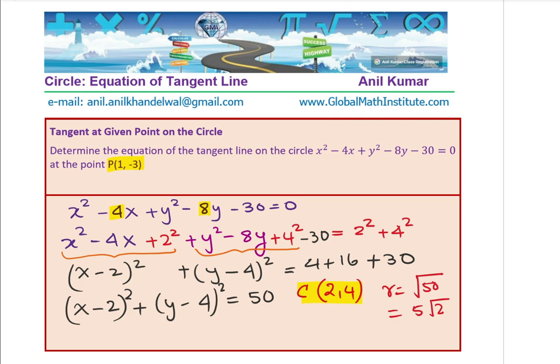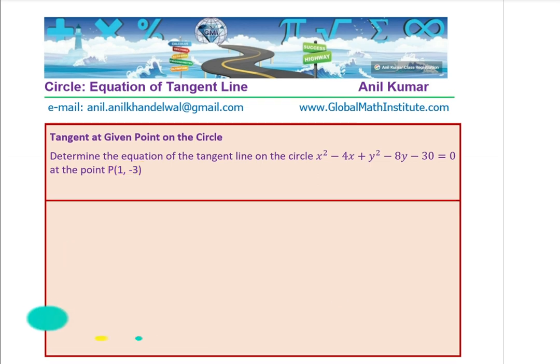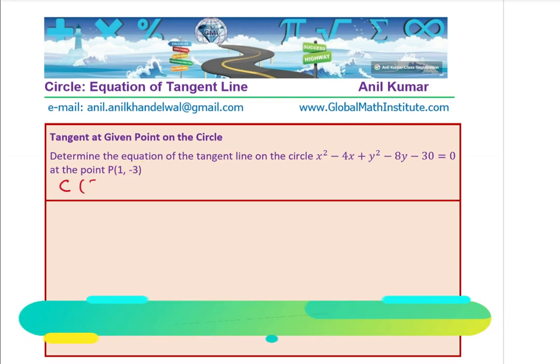Are these steps absolutely clear to you? Basically, we completed the square by adding half of the coefficient of x squared on both sides. Similarly, for y also. And once we complete the squares, we get the equation of the circle, which you are more familiar with. And so we found the center to be 2, 4.